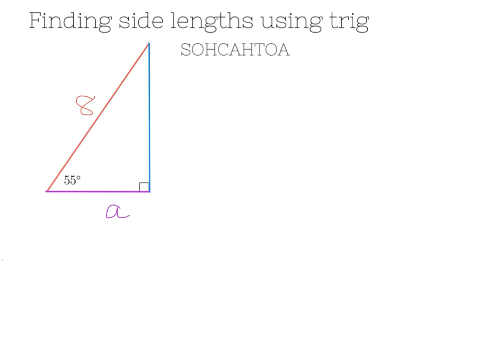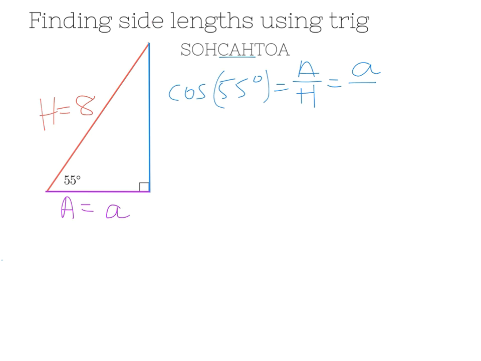To find the side length little a, we label the sides of the triangle. The hypotenuse is 8 and the adjacent side length is little a. Since we have a and h, we're using cos. The cos of 55 degrees is a on h. The adjacent side is the side length little a, the hypotenuse is 8.